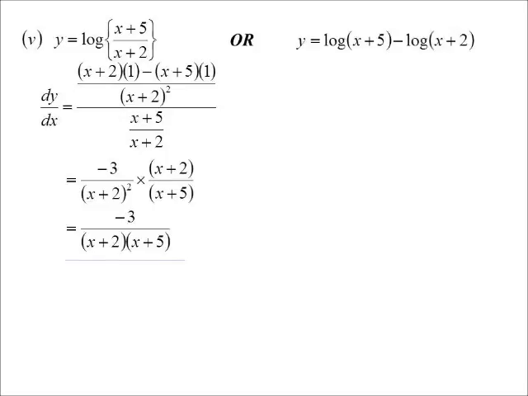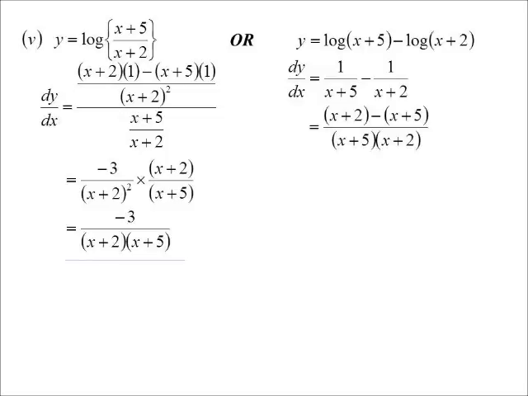Had I decided to use my log laws first, then I would have split it up. I would have got log of x plus 5 minus log of x plus 2. Again, differentiate each of those. It's just 1 on x plus 5 minus 1 on x plus 2. Algebraic fraction. I'll leave it to you to decide which way you think would have been an easier way of doing it. They both involve some algebraic manipulation. Maybe it's just a matter of personal choice.